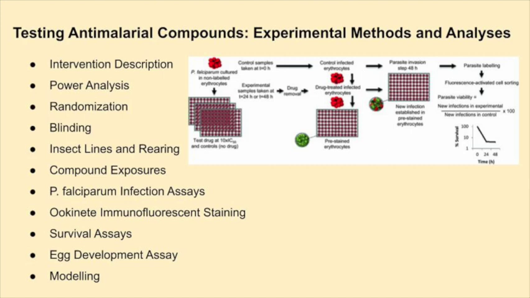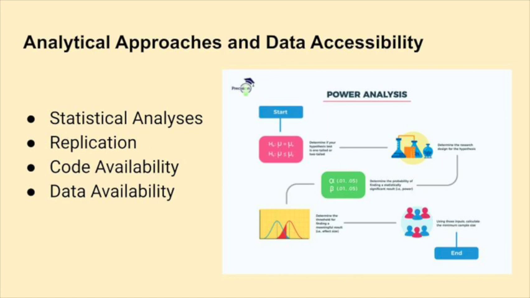An egg development assay was performed in order to assess the impacts of compounds on mosquito egg development. Additionally, mathematical modeling was employed in order to predict the potential effect of adding antimalarial compounds to bed nets. So now talking more about the data techniques, the statistical analyses were carried out using GraphPad Prism version 7.0 and JMP Pro 14, with experiments replicated independently multiple times. All custom code used in the study has been uploaded to GitHub for accessibility, and raw data for infection experiments are available as supplementary data.